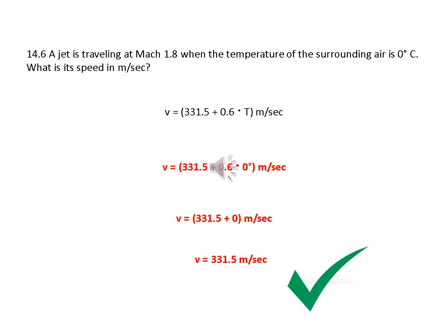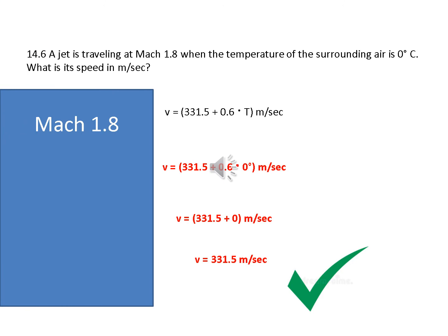But then when we go back to the on your own question, it says that a jet is traveling at Mach 1.8, and that is the speed that Dr. Weil is asking you to find. So we're going to have to figure out what Mach 1.8 is. And we do that very easily by multiplying 1.8 times the speed of sound at that temperature, 331.5 meters per second. And when we do that very simple multiplication, we find that the answer is 596.7 meters per second.